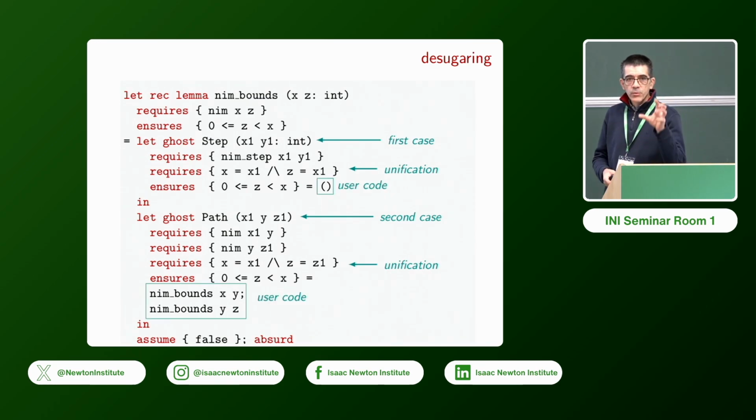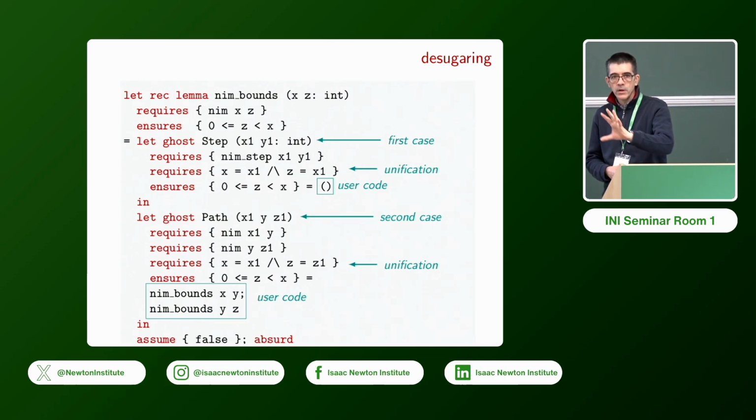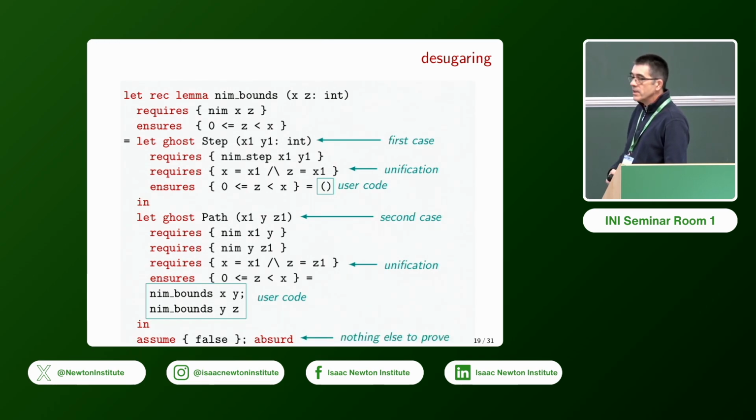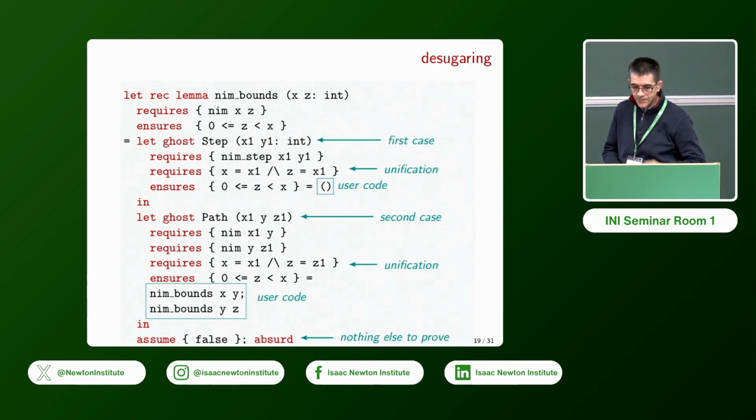And then the user code that was in the match inductive is just copied as the body of these two ghost functions. And finally, at the very end, there is nothing else to prove. Because if each of these functions is concluding with the expected post condition, then we know that we are doing the case analysis of some proof inside the inductive predicate. So we can trivially conclude that the post condition would hold for any case.